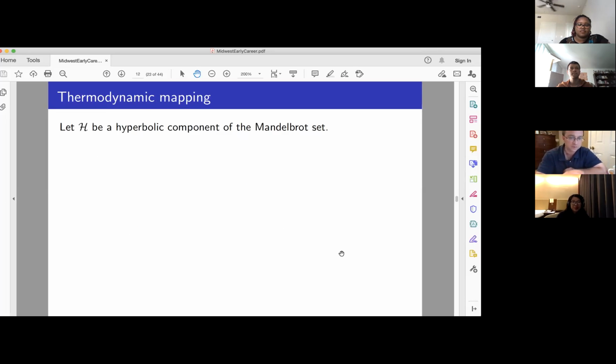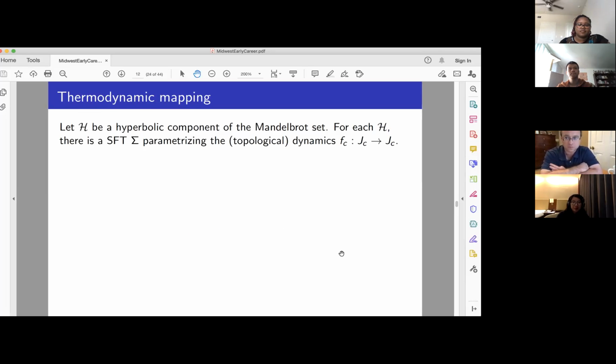Yes. So right, this is an excellent point, because if H is a hyperbolic component, we want to somehow pull back this pressure metric.